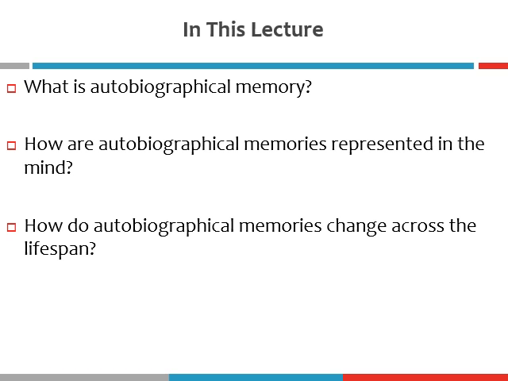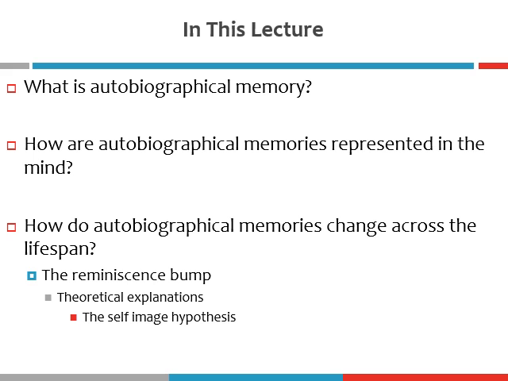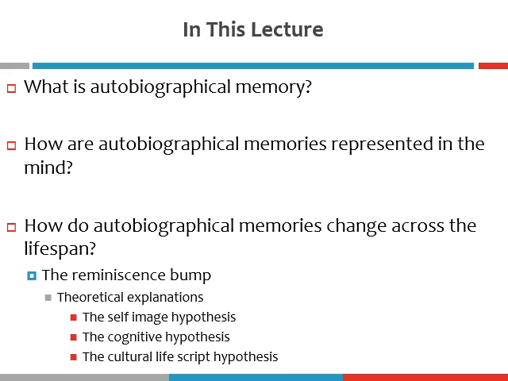So what is the relationship between your memory for events and experiences and the particular age that you were when those events and experiences occurred? Okay, so we're going to talk about something called the reminiscence bump. And I'm going to share some theories that cognitive psychologists posit to explain it. So there's the self-image hypothesis, the cognitive hypothesis, and the cultural life script hypothesis. Like I said, a lot of this is going to be review from last time, just to make sure we're all caught up and in the same place.